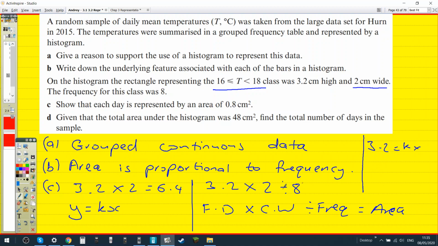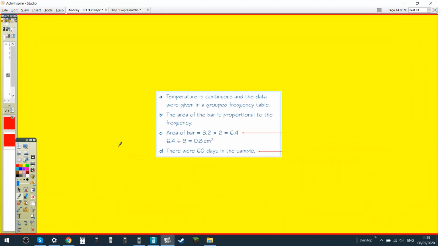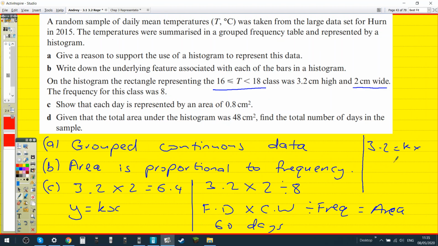60. So that would be 60 days. And that's 60 days. Yep, that's it. I'm just taking a look at this one. So proportion, y equals kx, proportional. The y is the frequency density, so that's 3.2, equals k times x, that's 2. So y equals k.